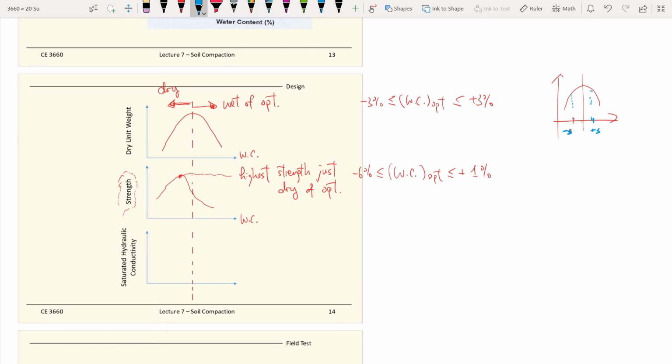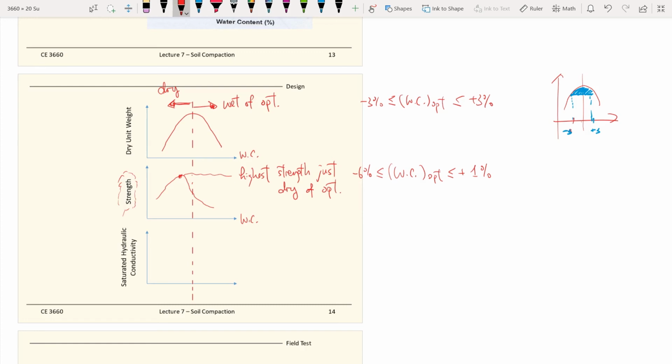And you will also specify the maximum unit weight, so -3 and +3. So this is the window that you allow to be achieved in the field. We will talk more about how the quality check in the field looks like. But the idea here is, when you want the strength performance, you will specify the water content to be a little bit dry of the optimum.